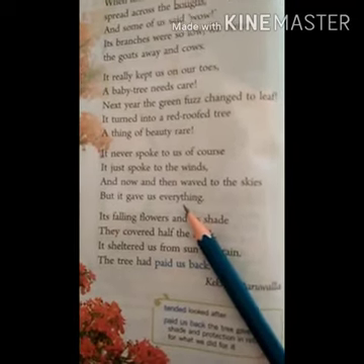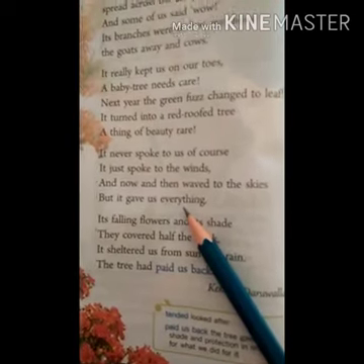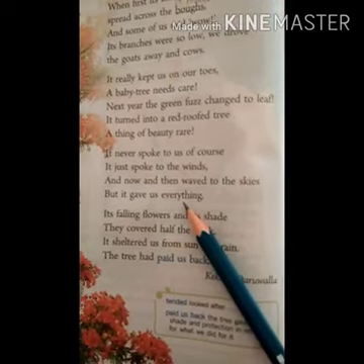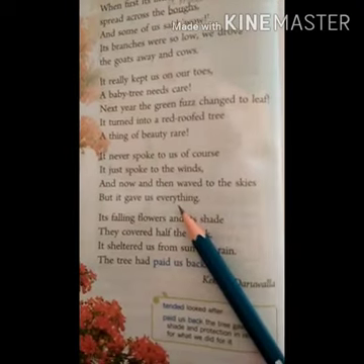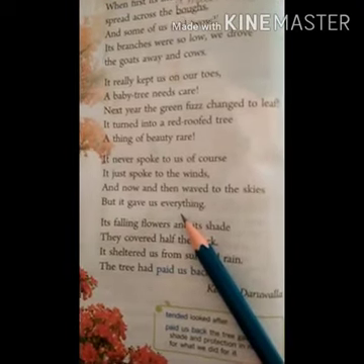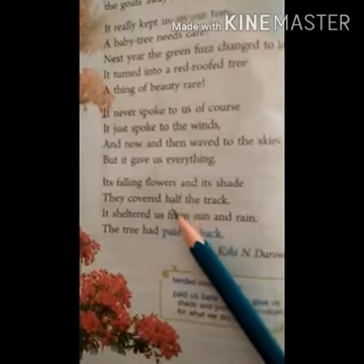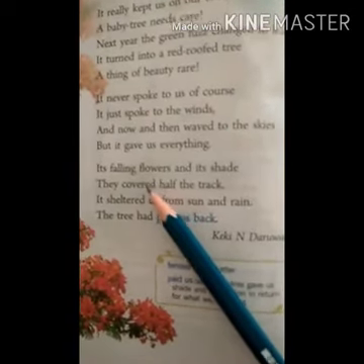Our tree is not used to talking with us, but it waved to the skies and it looks like it is very happy. And even though it is not talking with us, it gave us everything that we want. What it gave us, we will see in the next paragraph.